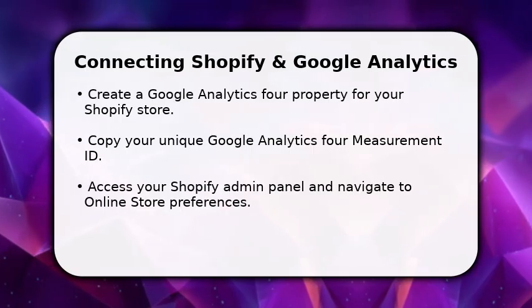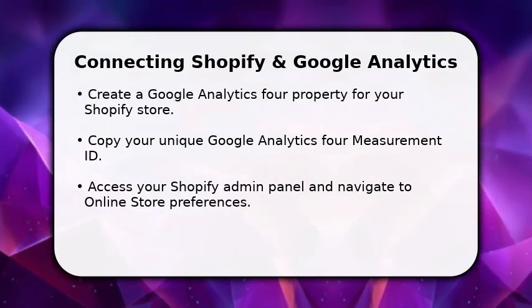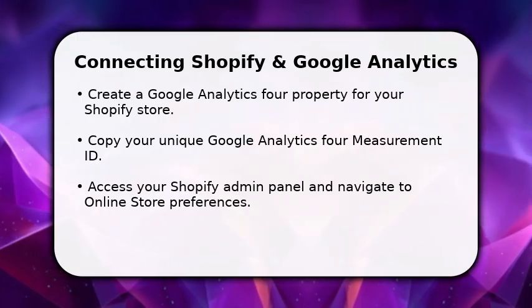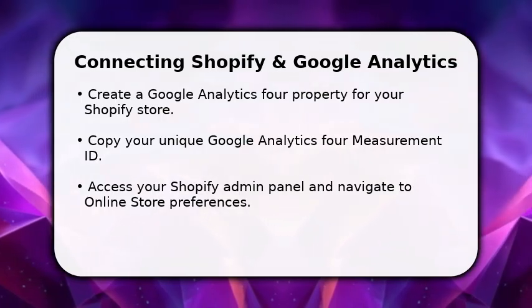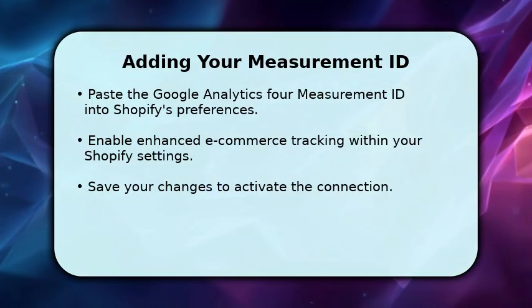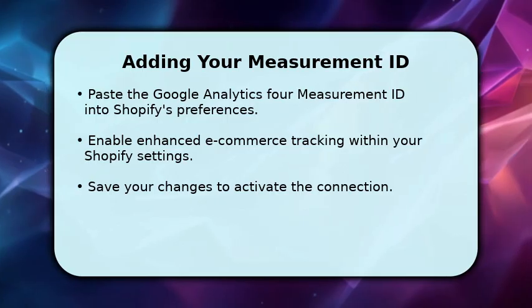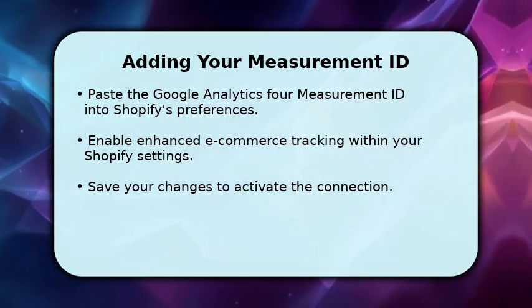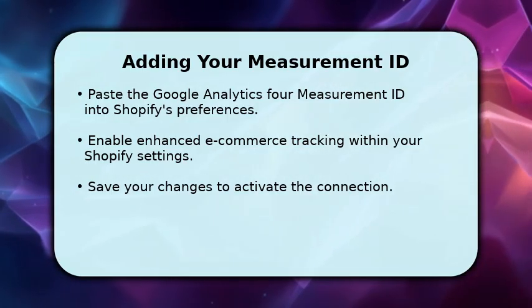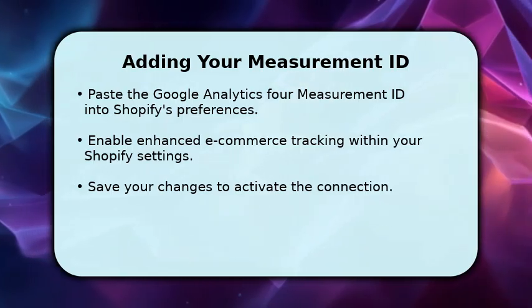Next, log into your Shopify admin panel and navigate to the online store section, then select Preferences to proceed with the integration. Now, within your Shopify Preferences section, you will find a dedicated field for Google Analytics. Carefully paste the Google Analytics 4 measurement ID you copied earlier into this designated box.